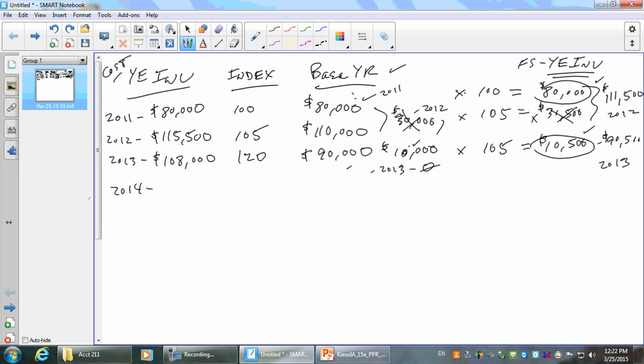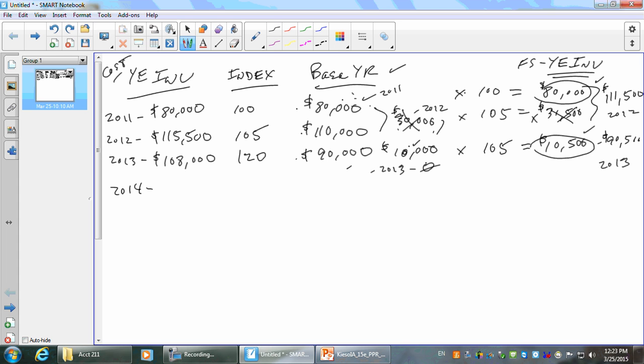Well, we had 80 when we started, right? And then we went up to 110, which gave us an 80 layer and a 30 layer. But then we only have 90 at the end of 2013. So what goes away is part of this 30 layer from 2012. We keep the 80 from 2011 and we added 10,000 for 2012. All that's left is 10,000 for 2012.